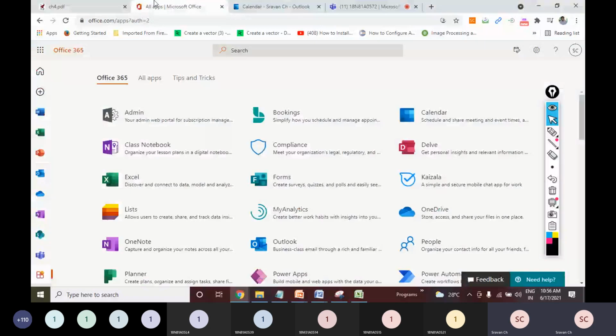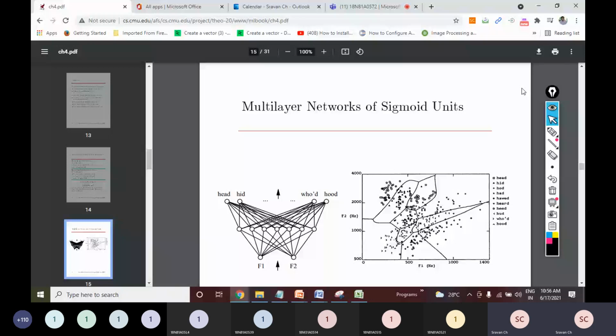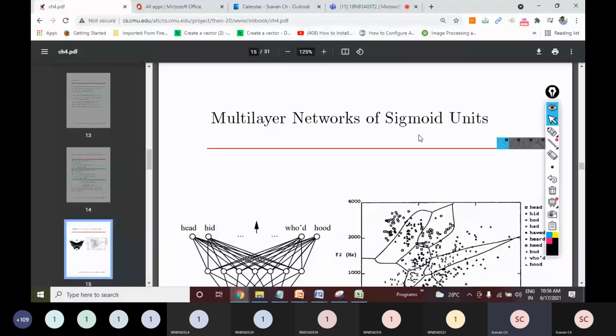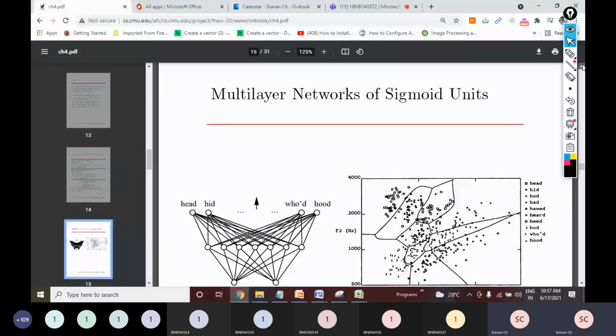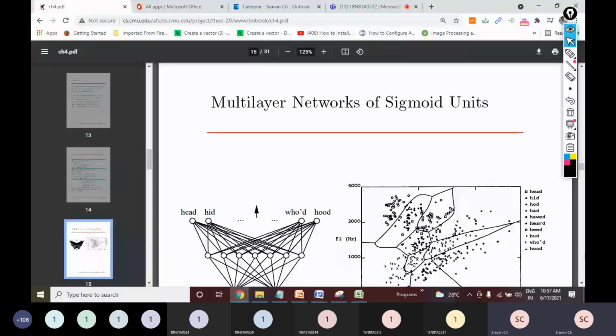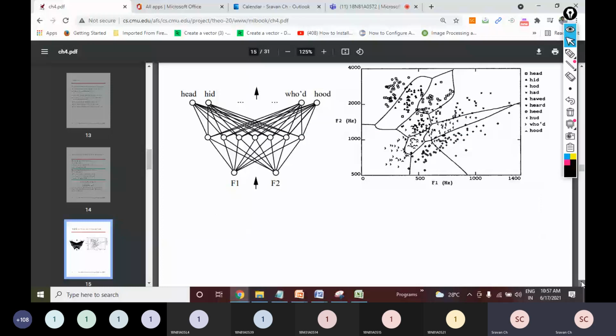Right, so the neural network which we have seen just now is called a feed forward neural network. Now friends, if you observe this, this is our textbook. This is taken from our textbook only. Multi-layer network of sigmoid unit, right? So here he is talking about the sigmoid function. Now why the sigmoid function, or what is the need for the sigmoid unit, see here.